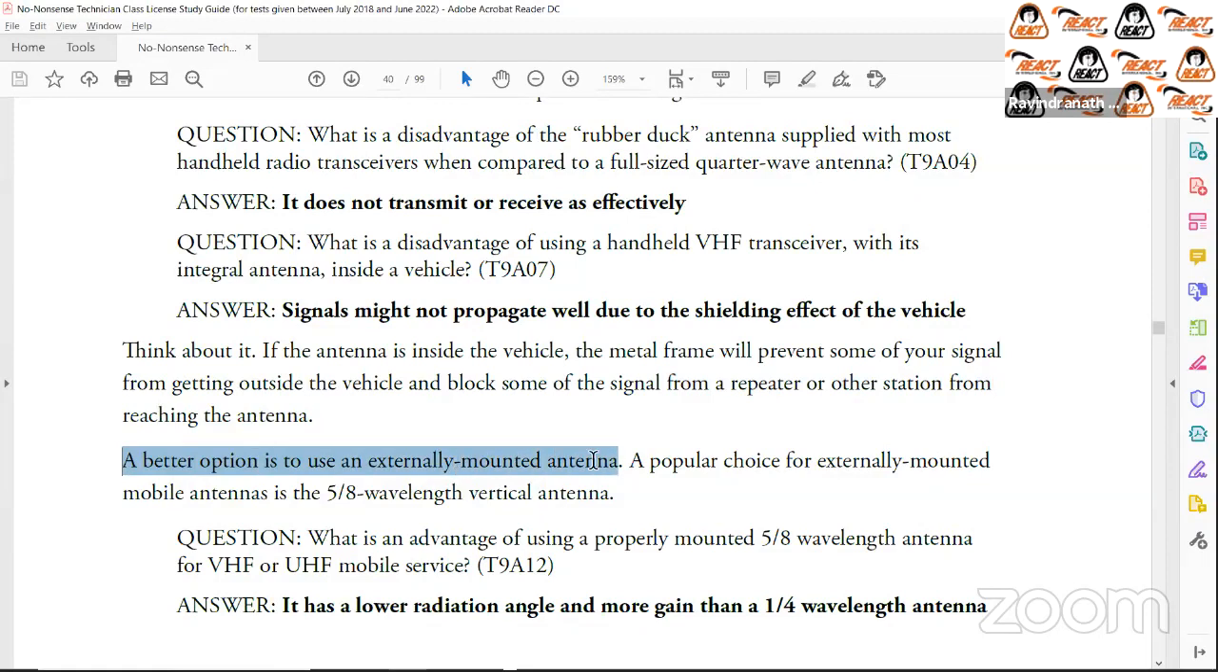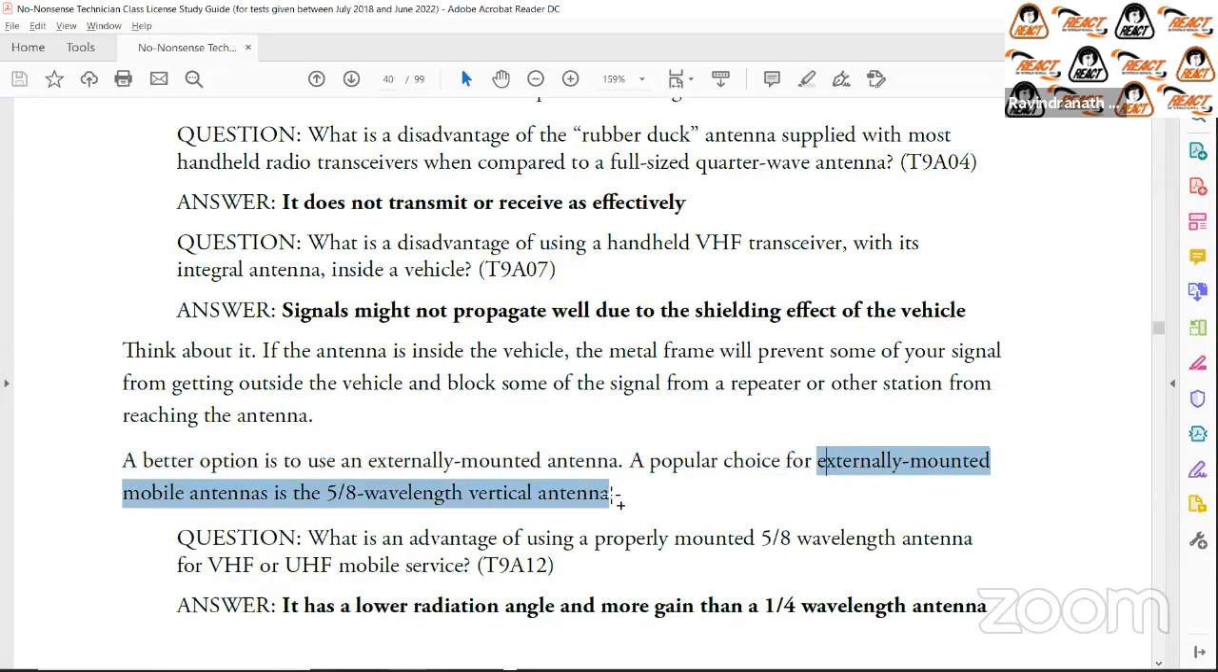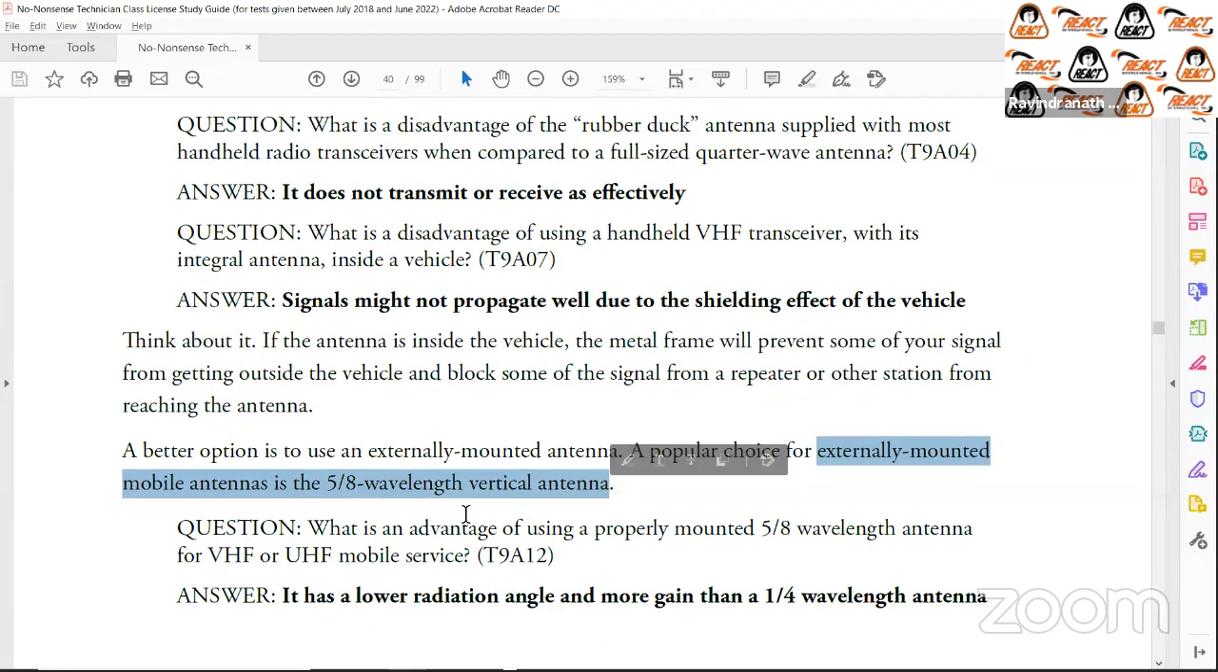So they tell us here a better option is to use an externally mounted antenna. So remember the picture with the car, we showed an antenna on top of the roof, right? So you can use an externally mounted antenna, 5/8 wave better, all right?